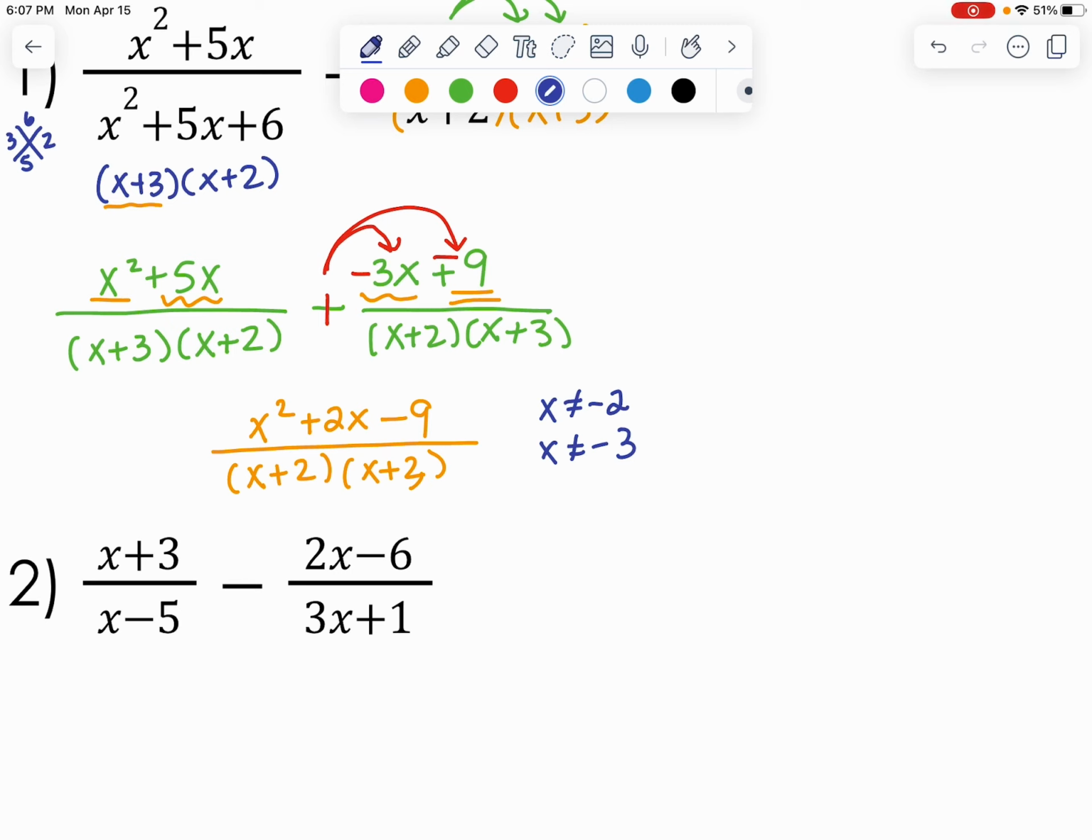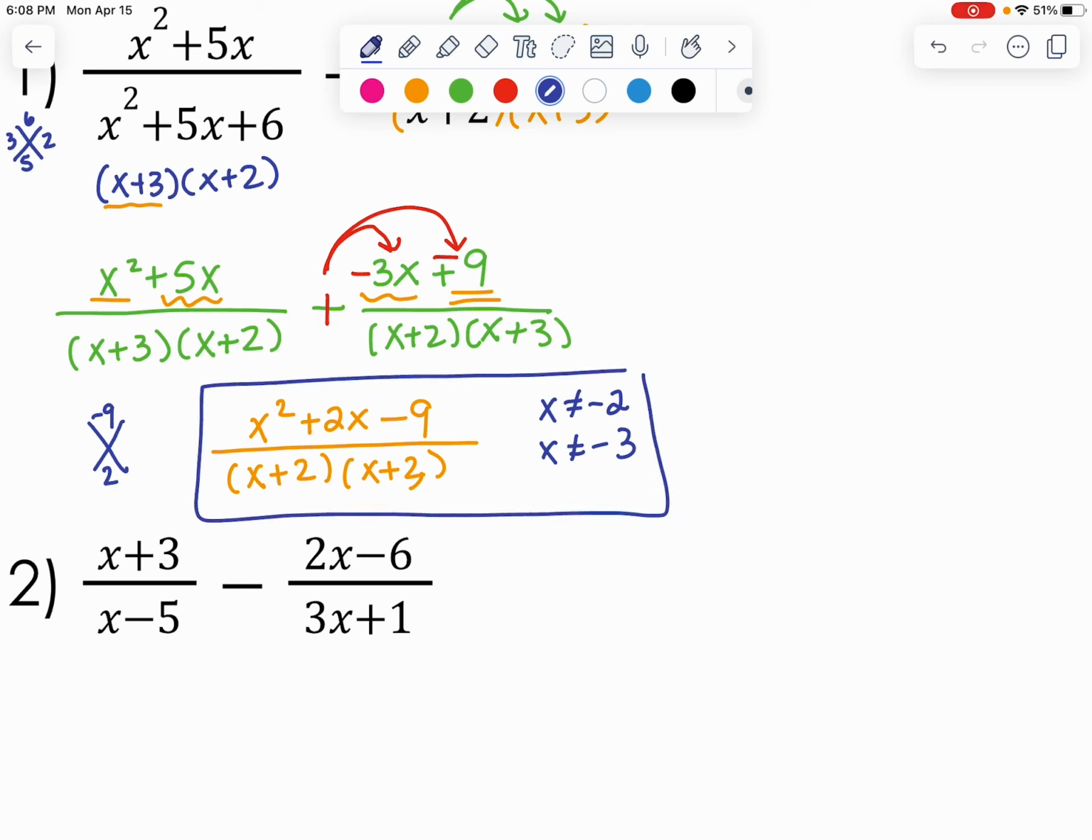Now that we have the excluded values listed, we're going to try to simplify if we can. So looking at the numerator, we want to try to factor this expression. So I'm going to set up a little big X here. Negative 9 is on top and 2 is on the bottom. Two numbers that multiply to negative 9, but add to 2? Well, this one doesn't work. So the numerator does not factor, which means that this fraction is not going to simplify. So we have found our final answer along with the excluded values.